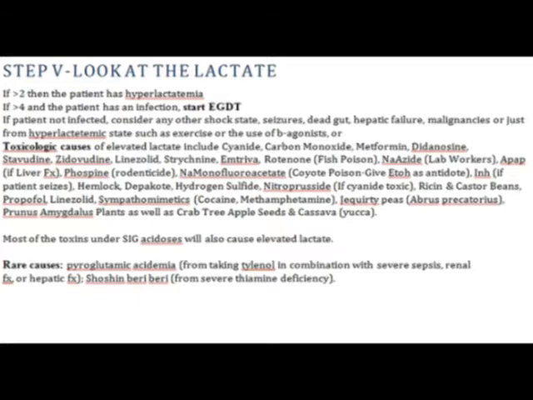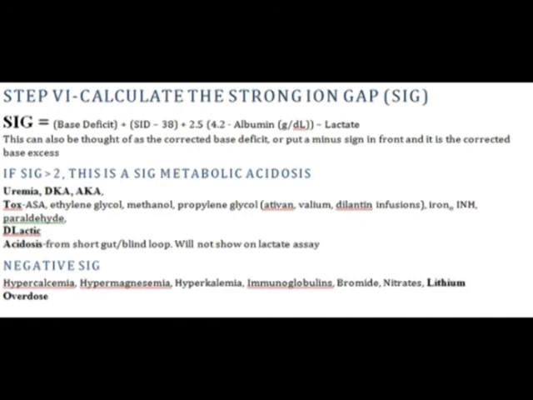So next step, step 6, is calculate the strong ion gap. And this is where people get really dismayed. There's a whole bunch of math here. And it's math only to have it down there for the first few times. Because once you get this, then you don't have to have this equation anymore. You just do it in your head.